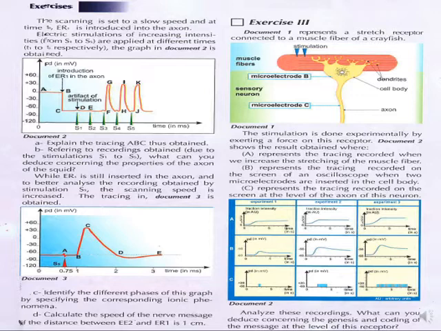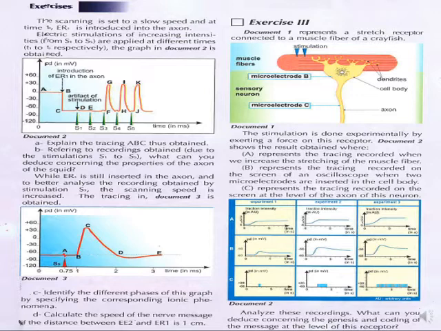Electric stimulations of increasing intensity from S1 to S5 are applied at different times from T1 to T5. So at T1, S1, T2, S2, and so on. And the graph in document 2 is obtained.